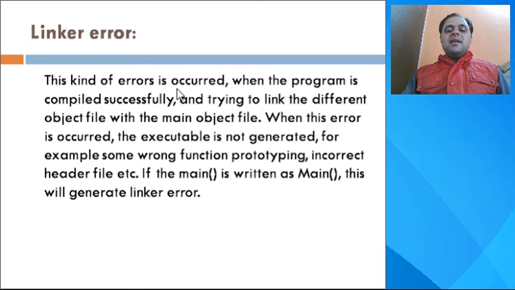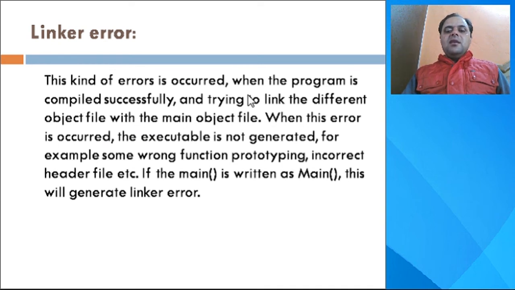Next is linker error. This kind of error occurs in the linking of a program, which I have already discussed. Linking means that when we have compiled different modules of a program and created different object files, then in linking these object files are combined and an executable is created. So the errors generated at the time of linking are called linker errors.